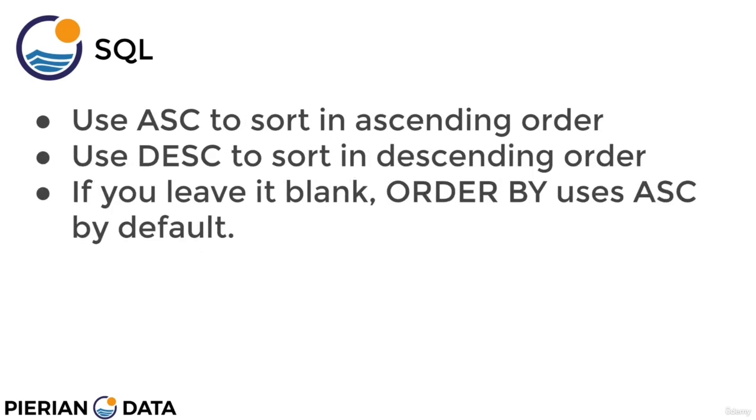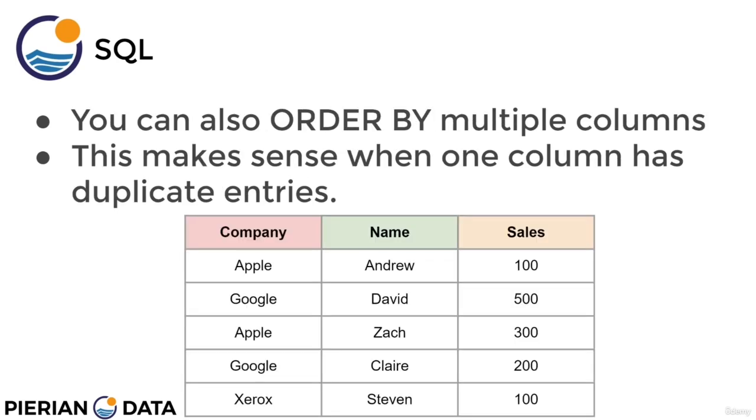And you use ASC to sort in ascending order, DESC to sort in descending order. If you leave it blank, order by just uses ascending by default. Now what's also interesting is you can use order by on multiple columns. So this makes sense when one column has duplicate entries.